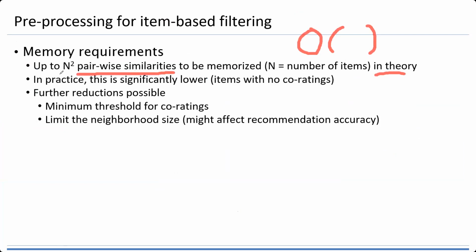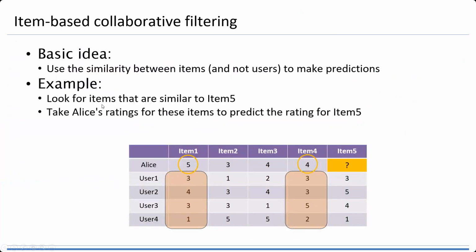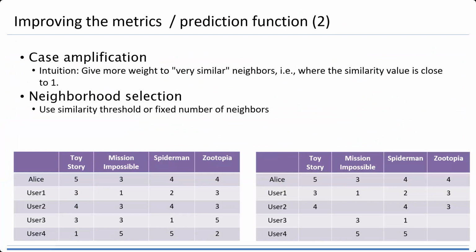In theory, it is like n to the power of 2, but in practice, this is significantly lower. Items with no co-ratings, because some items may have null. If there are some nulls, then we can remove them. For example, like this example, we do not need to calculate. So in theory, we will calculate all n to the power of 2. But in reality, if there are some missing values like this one, we can remove them from the calculation.